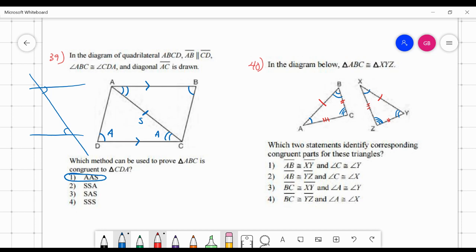What about C and Y? No, this one doesn't work. AB and YZ, no, that doesn't work. So we eliminate that. BC and XY, no, that does not work. BC and YZ, yes. And then A and X, yes. So the option is 4. Both statements have to be true.